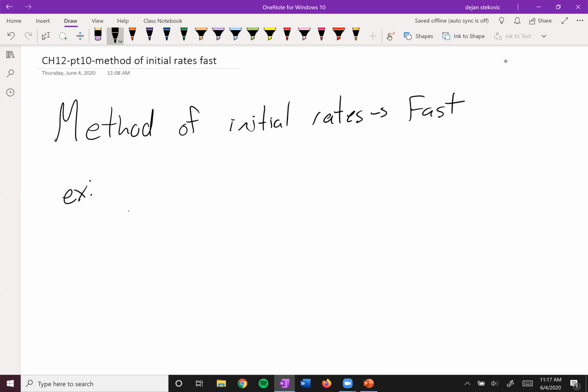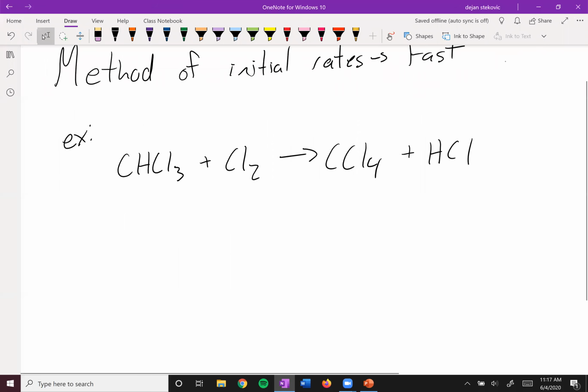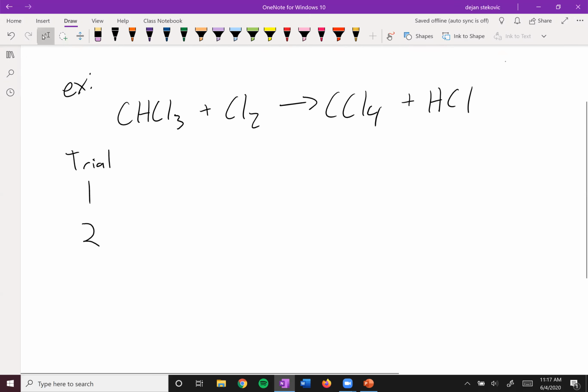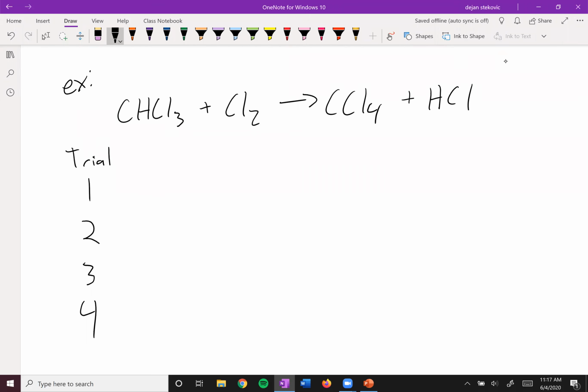So in this example, we have CHCl3 chloroform combining with Cl2 chlorine gas to form CCl4 carbon tetrachloride and HCl hydrochloric acid. And of course, to determine these rates, we have to do this experimentally. So here's some given data. So we have trial 1, trial 2, trial 3, and then trial 4.